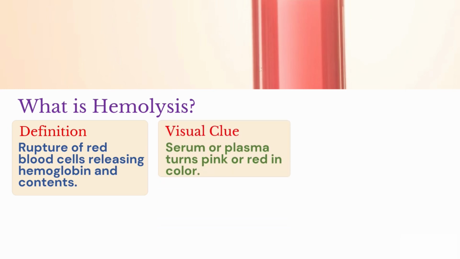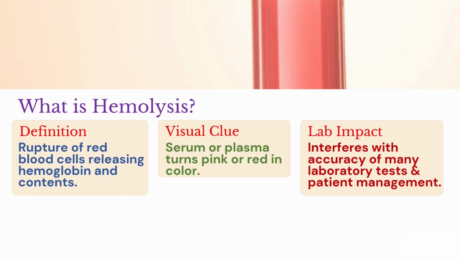How can we visually recognize hemolysis? Serum or plasma turns pink or red in color. Normally the serum is light yellow in color, but if it is appearing pink or red in color, then it gives an idea that the sample is hemolyzed.